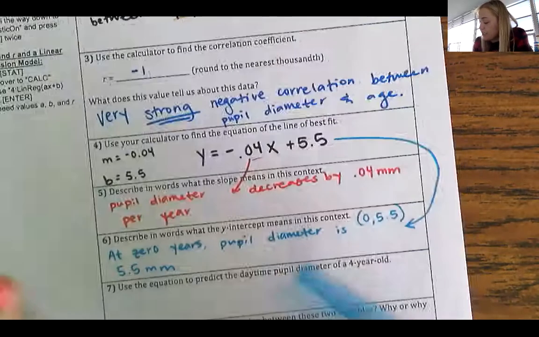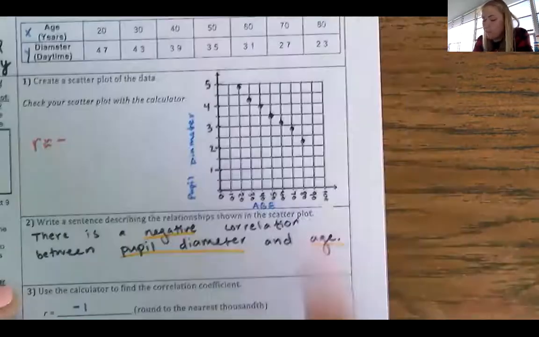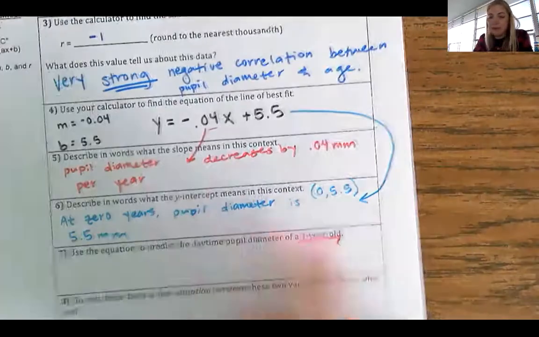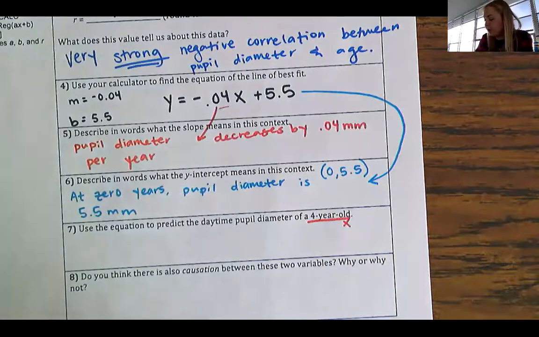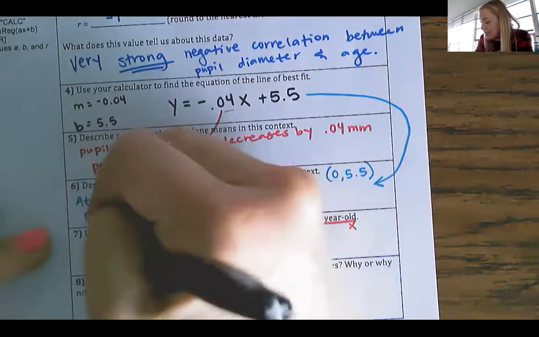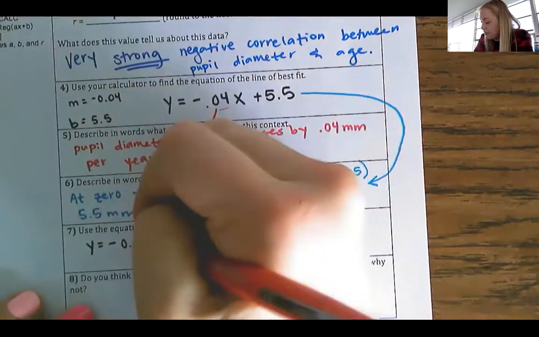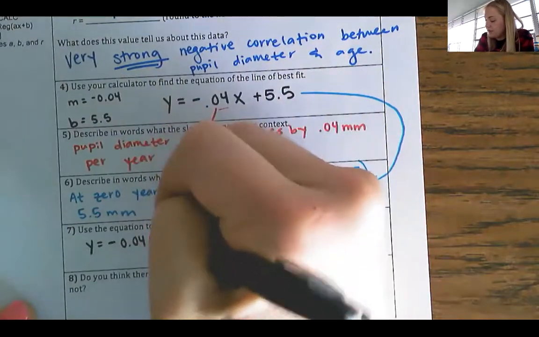Okay, so use the prediction, or use the equation, to predict the daytime pupil diameter of a 4-year-old. So let's figure out where a 4-year-old fits. A 4-year-old is giving you the age, so they gave you an x value. So I'm going to go to that equation that I was given, but instead of x, I'm going to put in the number 4. So we will write y equals negative 0.04, but again, instead of x, I'm putting a 4, plus 5.5.